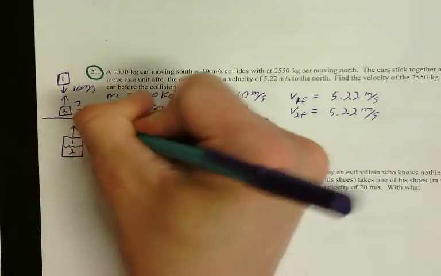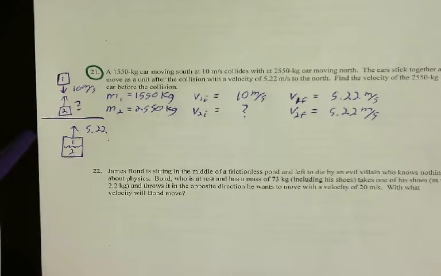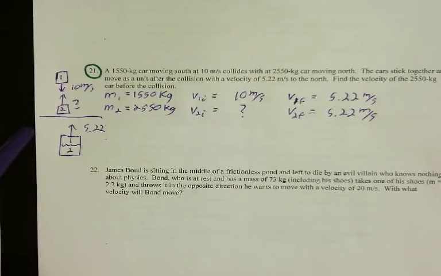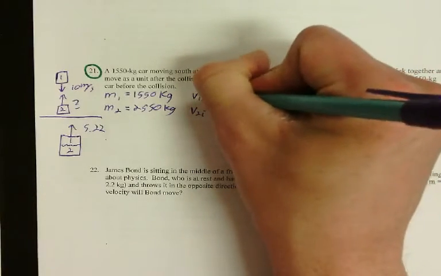At 5.22. Here's why drawing the diagram helps. Once I look at this, I say to myself, oh, self, they're not in the same direction. Something's got to be negative. Now, it doesn't matter if north or south is negative, but you're probably more used to making south negative, so I'm going to make the 10 negative.